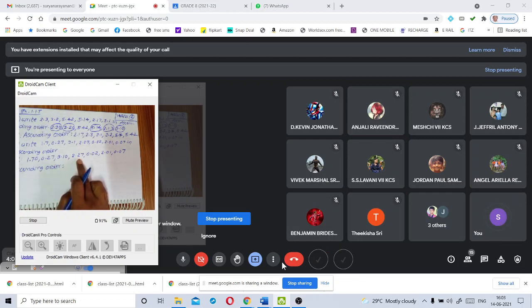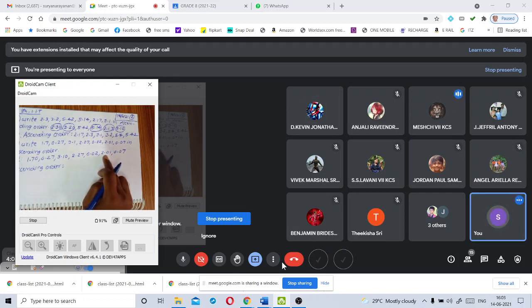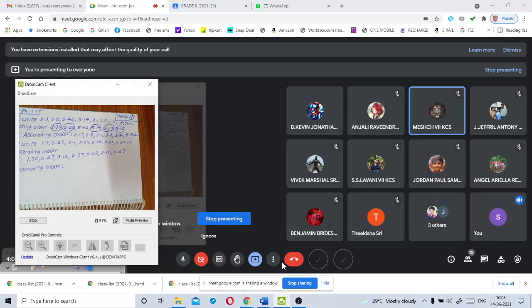This is 227. This is 2. Very good. Only 2. Here, 201. This number, 7. Just imagine these numbers in your mind and arrange them in the ascending order.